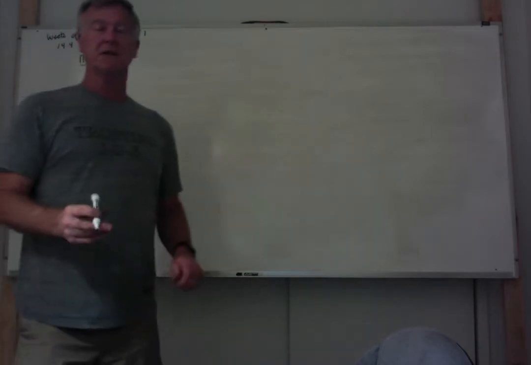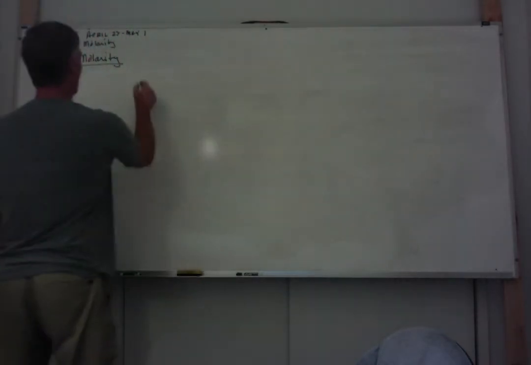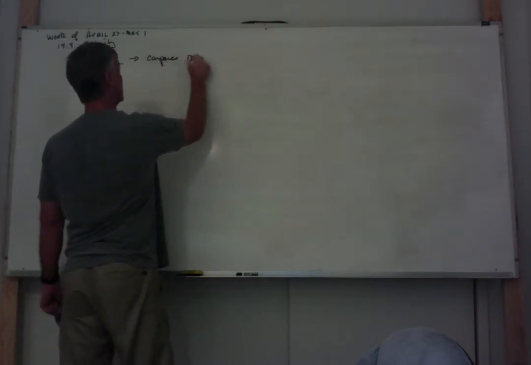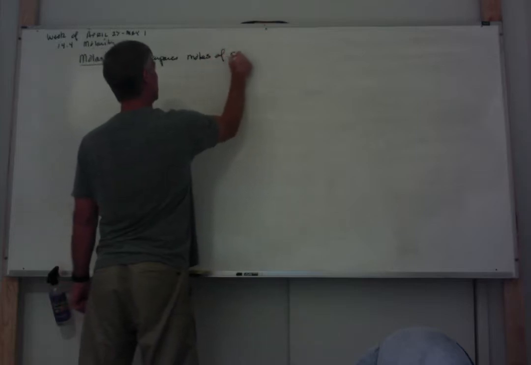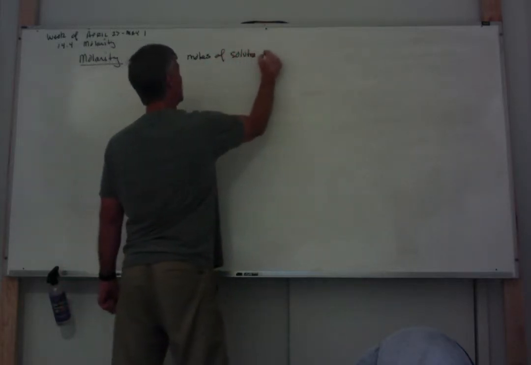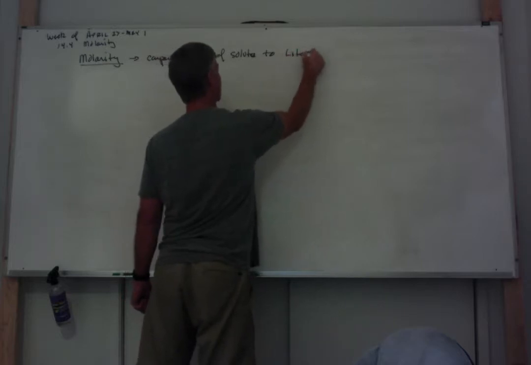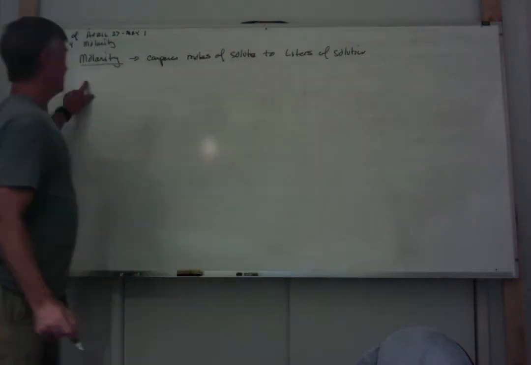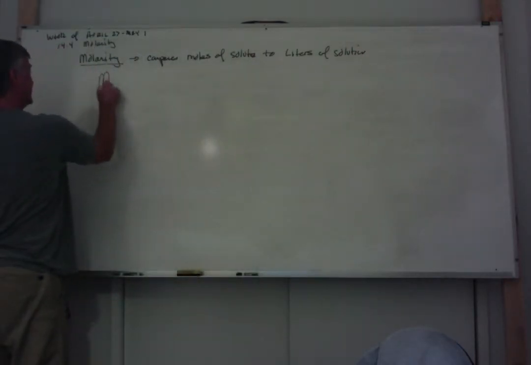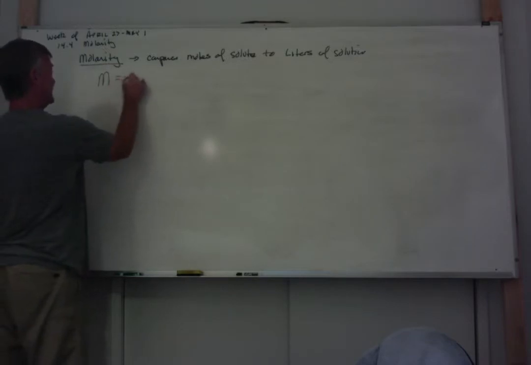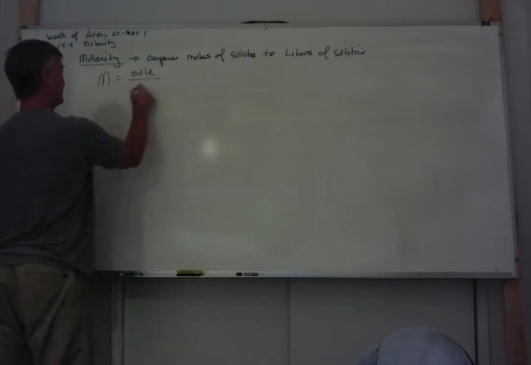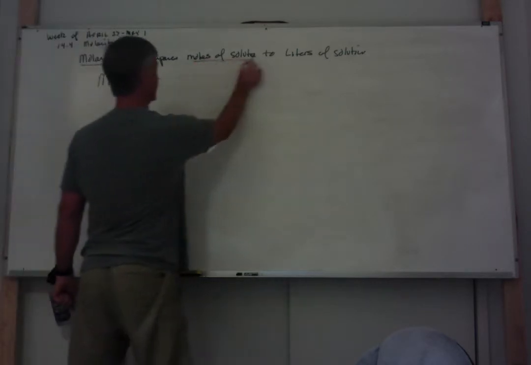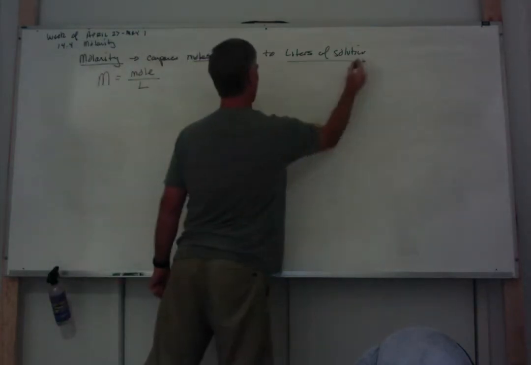Molarity is when we measure the moles of solute to the liters of solution. And that is molarity. The symbol for molarity is a capital M. And there is an equation: capital M is moles divided by liters. But again, the moles is the moles of the solute, and the liters is the liters of solution.